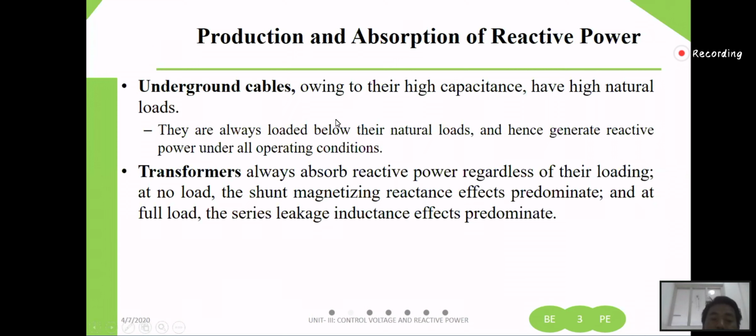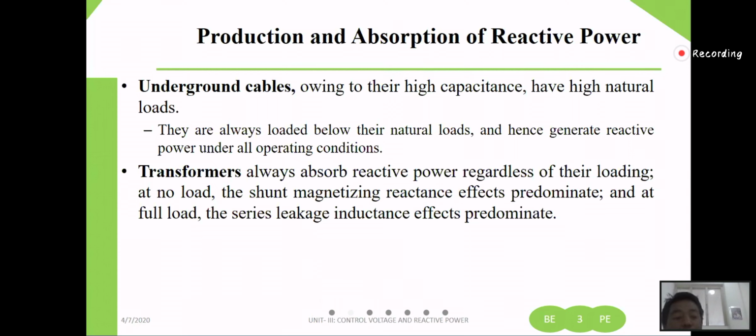The reason it is always generating reactive power is owing to their high capacitance, which gives a high natural load. So in an underground cable we consider that there is a high capacitance and a high natural load, so they are always loaded below that, and hence it will generate reactive power under all operating conditions of the power system.